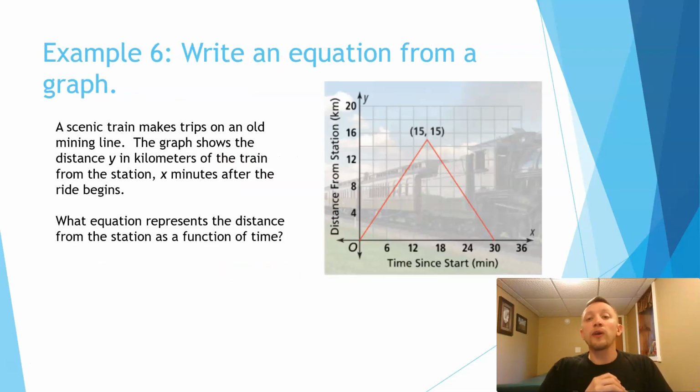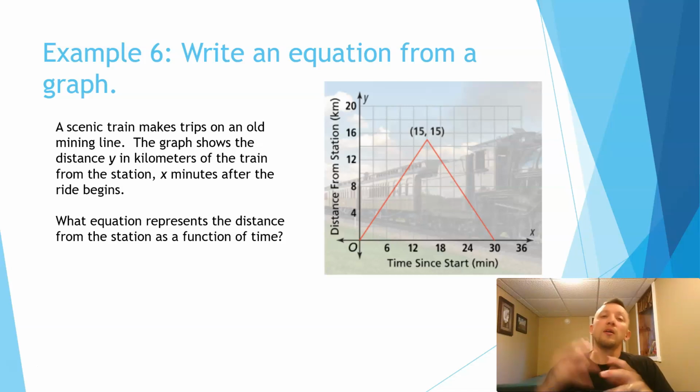All right, lastly, we're going to look at how we can come up with an equation from a graph. Sometimes it's going to be a little easier, sometimes a little harder. It gives a description there. A scenic train makes a trip on an old mining line. The graph shows the distance, y in kilometers, of the train from the station, x minutes after the ride begins. So x is representing your time. The y is representing the distance from the train station.